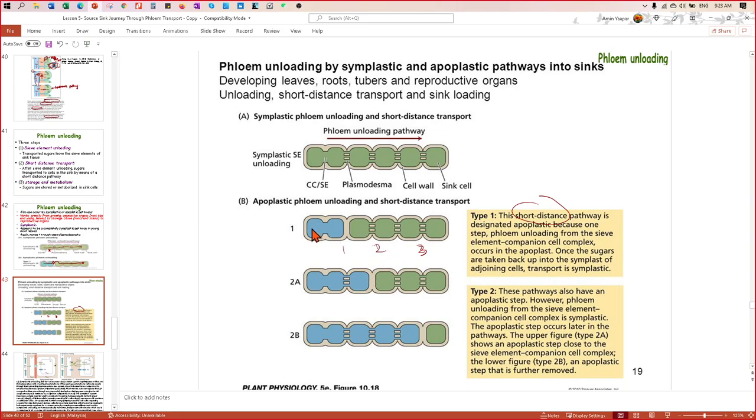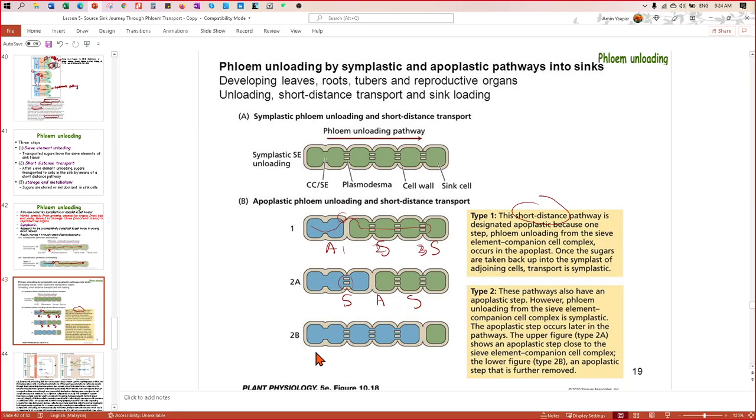So this one here is the regular apoplastic. It uses the apoplastic and the rest of it is the symplastic. So you've got your apoplastic here, symplastic here. In the second type, the 2A type, you have your symplastic here because of plasmodesmata. You have your apoplastic here. You have your symplastic here.